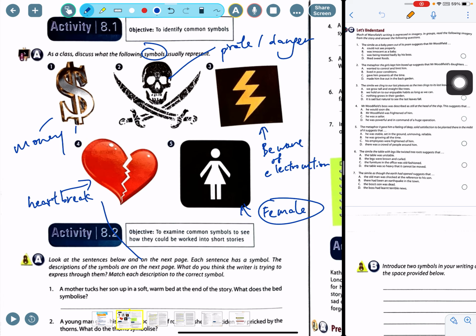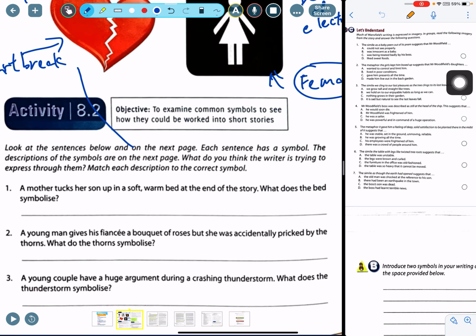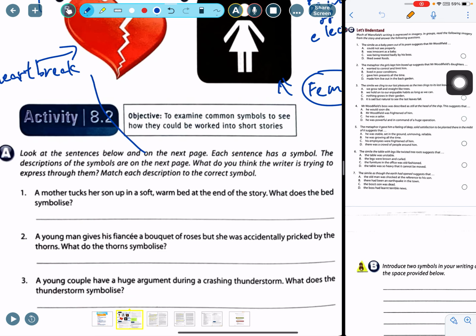Okay, so dollar sign, heartbreak, a photo, cash, or a token, even a stamp. It depends on what that piece of writing is and how important that symbol is. Okay, and then how about right here?